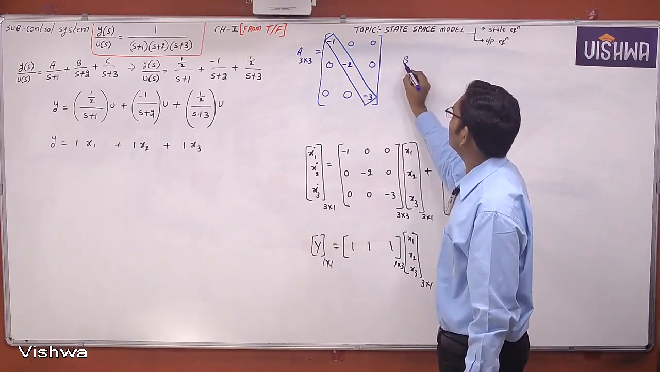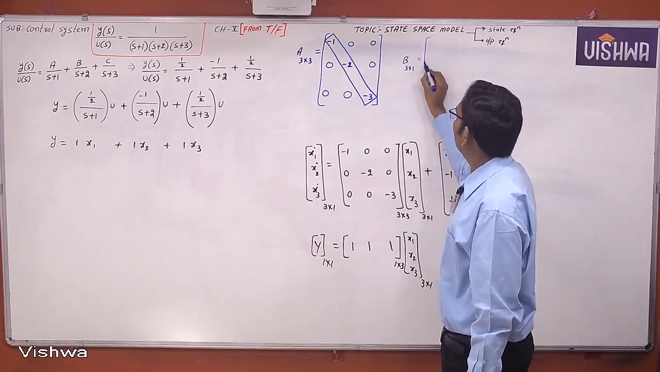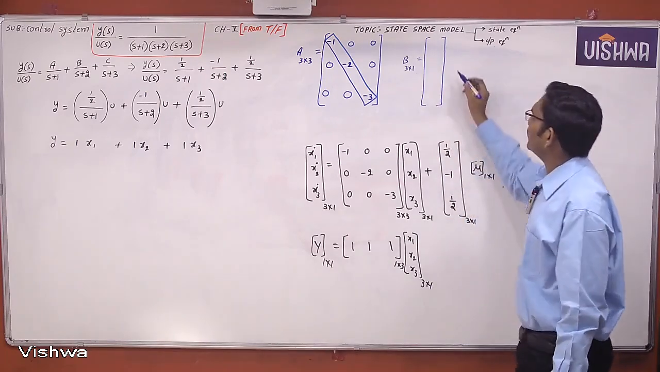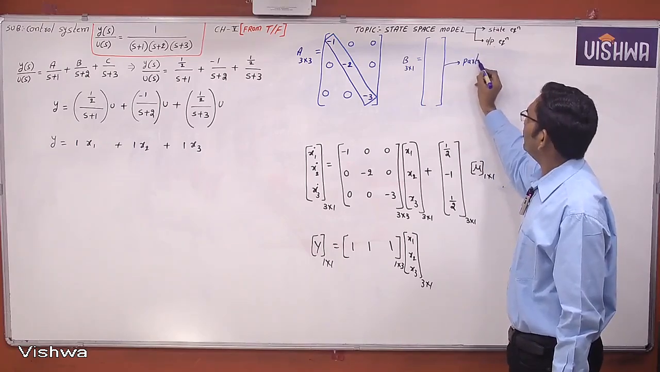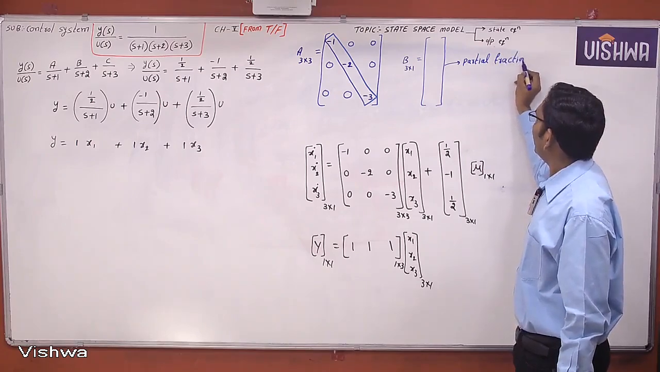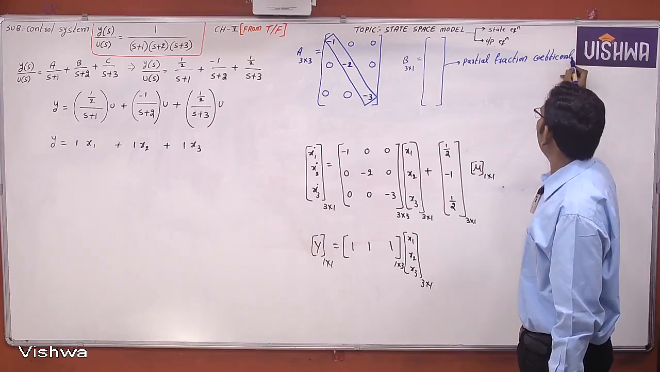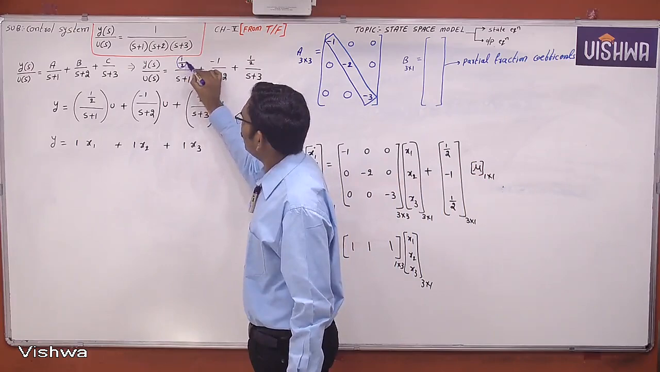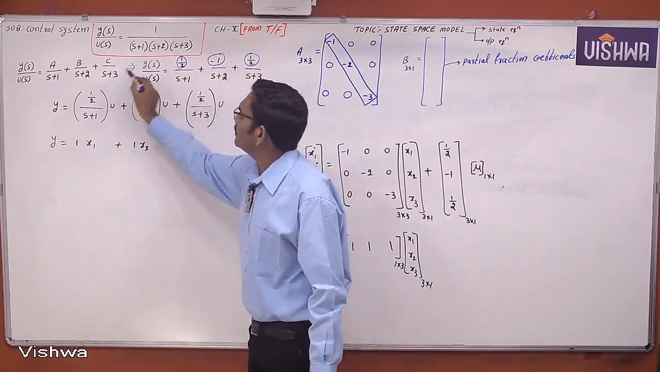Next, B matrix. Now this is 3 by 1. See here. The B matrix coefficients are nothing but partial fraction coefficients. What are the partial fraction coefficients? See here. The partial fraction coefficients: A is 1 by 2, B is -1, C is 1 by 2.